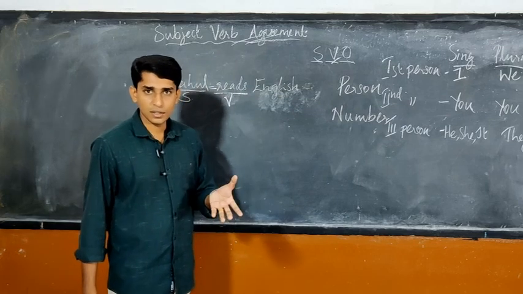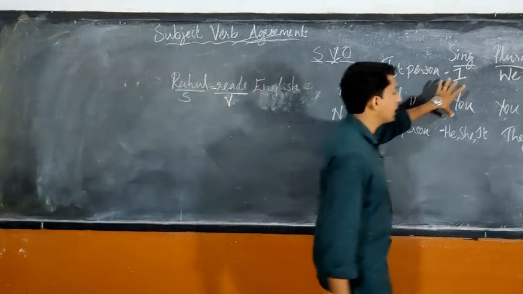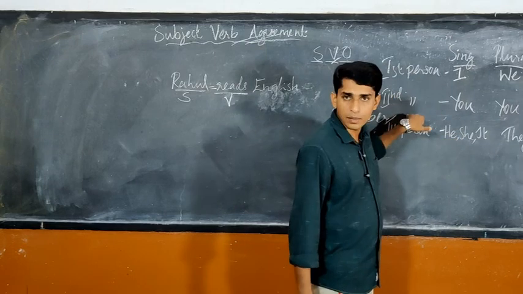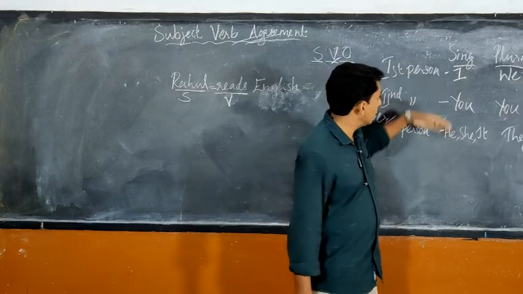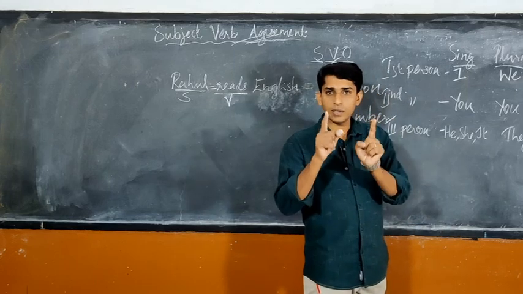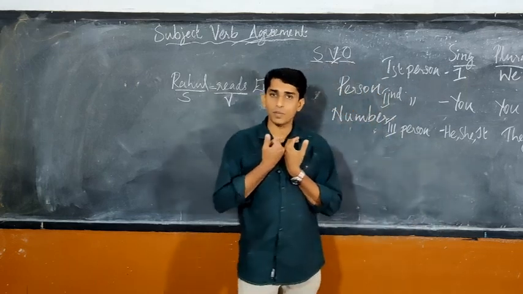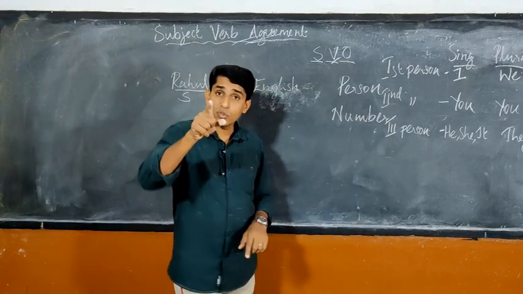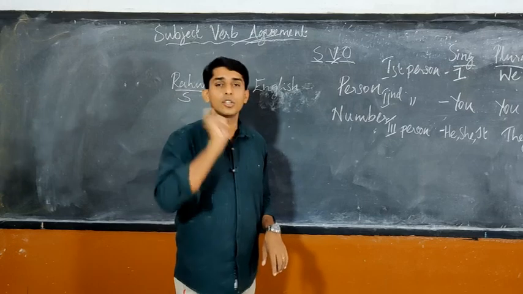Do you understand? Dear children, we are speaking about the subject. Subject can be first person, second person, or third person. Each person has singular or plural. What is first person? Always I is the first person. Its plural form is we. Second person is you, and the plural form also is you.